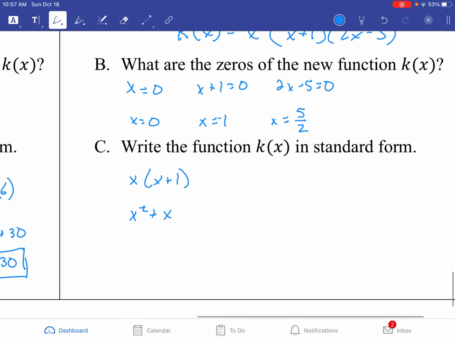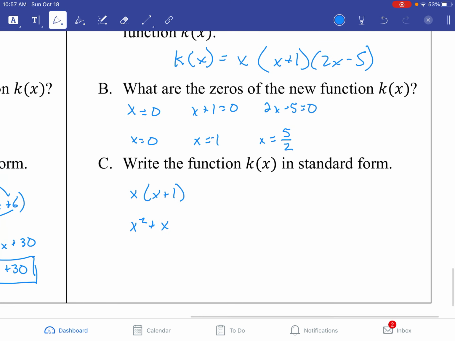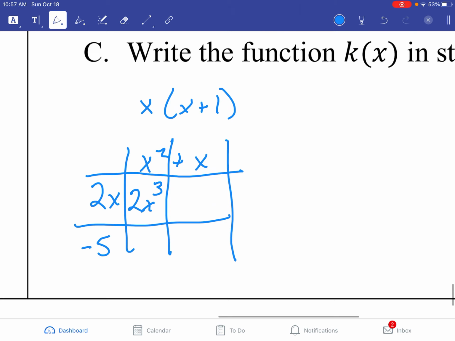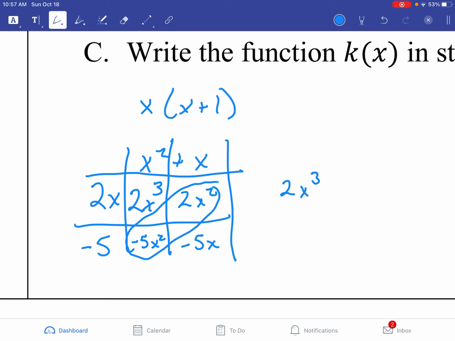Then I'm going to use the box for the other one just to show you guys again how it works. We have 2x and minus 5. So x squared times 2x is 2x to the third. 2x times x is 2x squared. X squared times negative 5 is negative 5x squared. Negative 5 times x is negative 5x. So I write out the pieces that we have. I can combine the like terms here to give you negative 3x squared minus 5x.